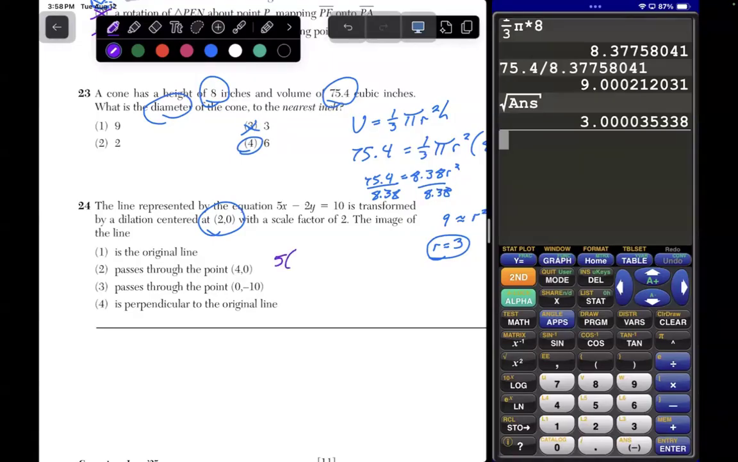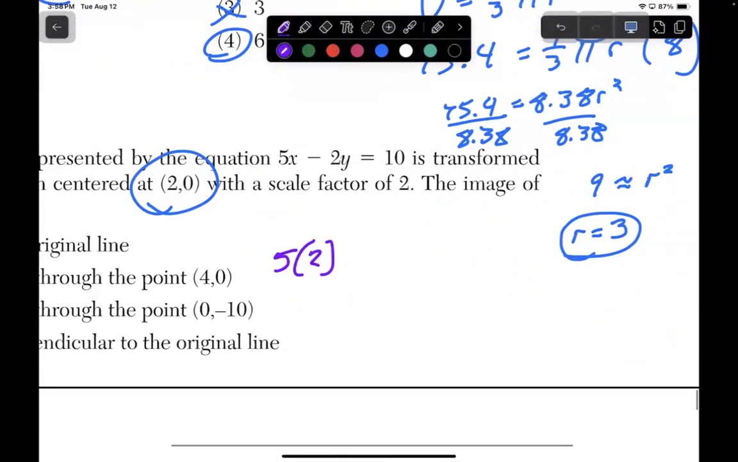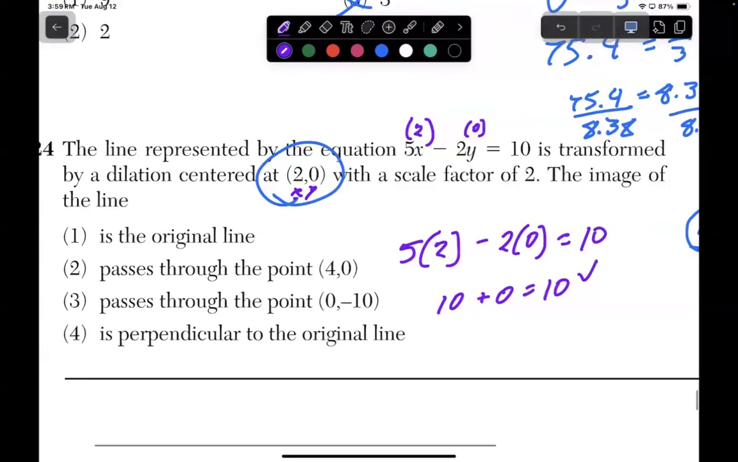5 times 2, that's my x, that's my y. So I'm going to plug in 2 here and 0 here. 5 times 2 minus 2 times 0. Does that equal 10? Well, 5 times 2 is 10. Negative 2 times 0 is 0. Yeah. So this point is on the line.